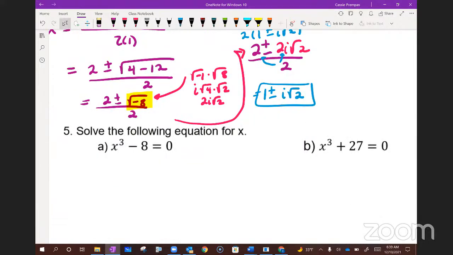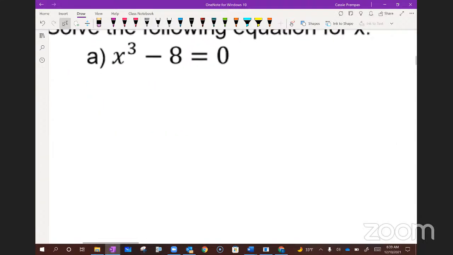On to number 5, solve the quadratic equation for x. We reviewed how to factor this yesterday.